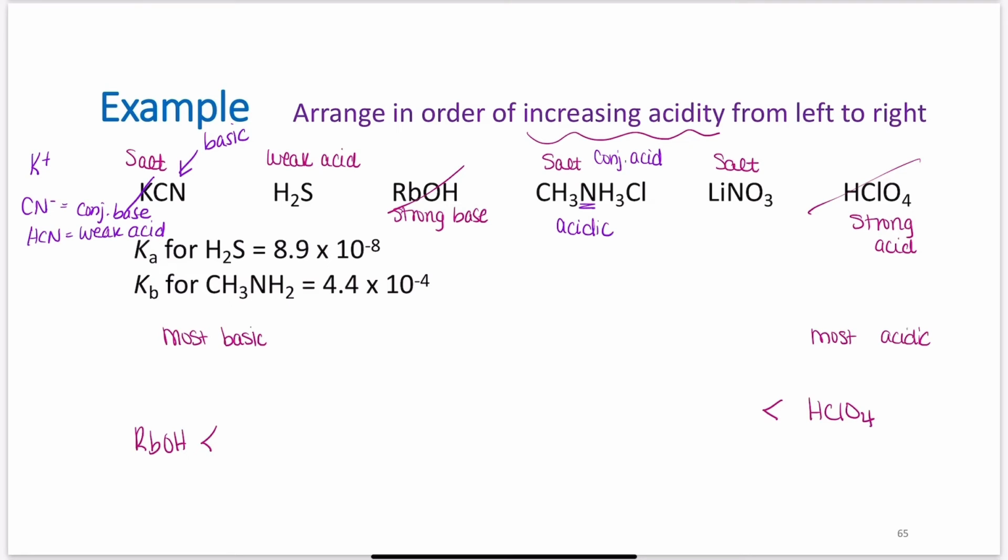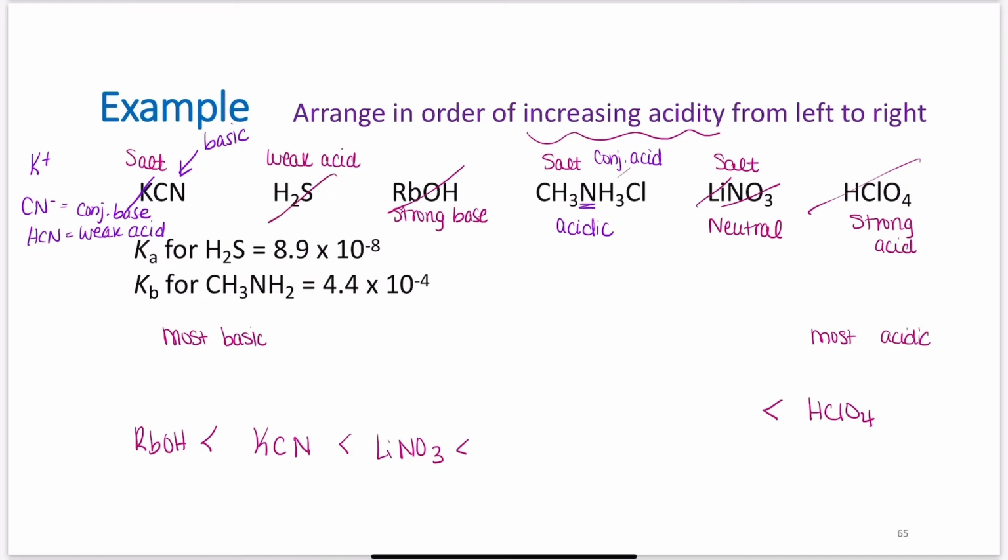And then LiNO3, I recognize that that has Li plus and NO3 minus. Li plus comes from lithium hydroxide, strong base, neutral. Nitrate comes from nitric acid, strong acid, neutral. So of the ones that are left, I have one that's basic, 2 that are going to be acidic, and 1 that's going to be neutral. Well, that means that KCN is going to go here because it's basic, and LiNO3 is going to go here because it's neutral. Now I just have the 2 that are acidic left.